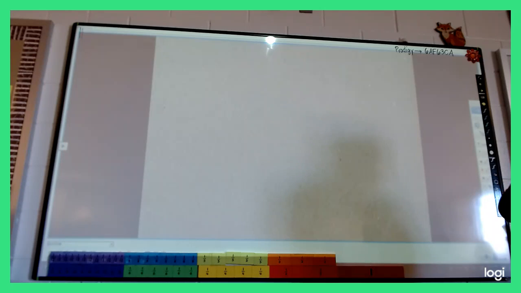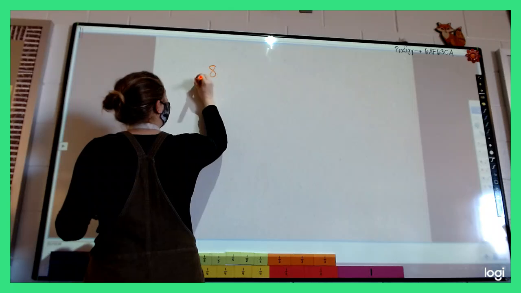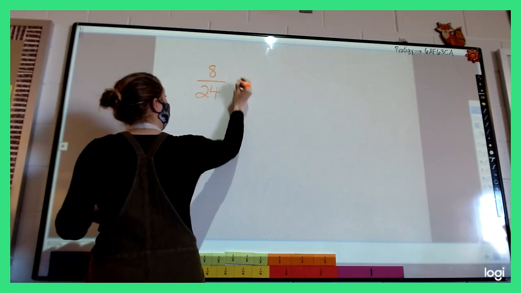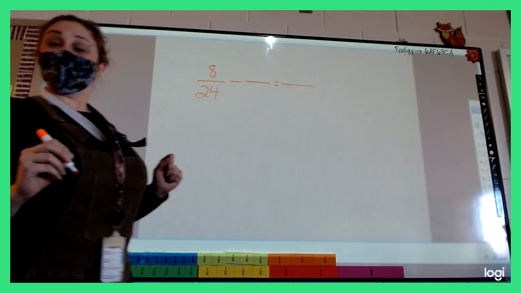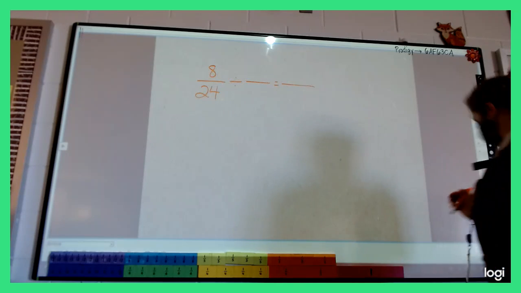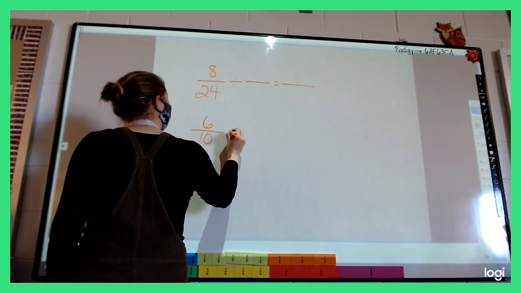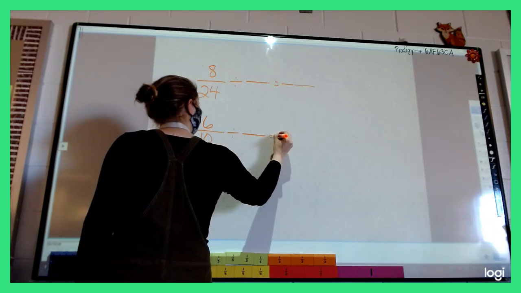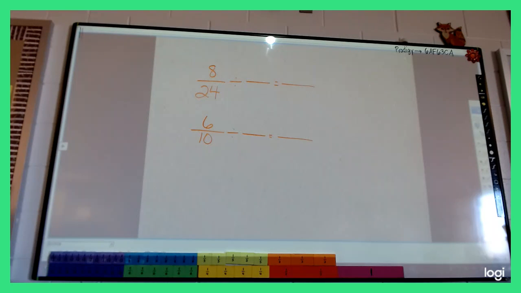So let's start with 8/24. So you know you need to set it up like this. And then think about common factors. That's your first one. Second one, let's do 6/10. All right, there are your 2 problems. I'll give you a 20 or 30-second head start.